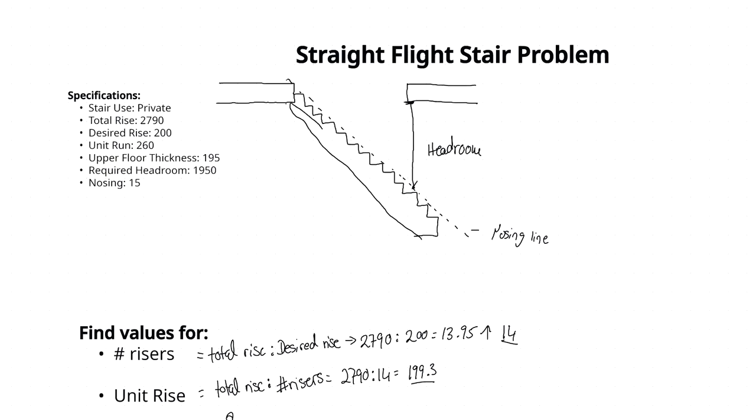And it's given to us at 1950. Up here, UFC, often called the upper floor construction, is 195, right? That's also given to us. It could also be given to you in ceiling finish, type of flooring system we have, and then floor finish. So you might have to add all those numbers up to get your upper floor construction or upper floor thickness. In this case, it's given to us.